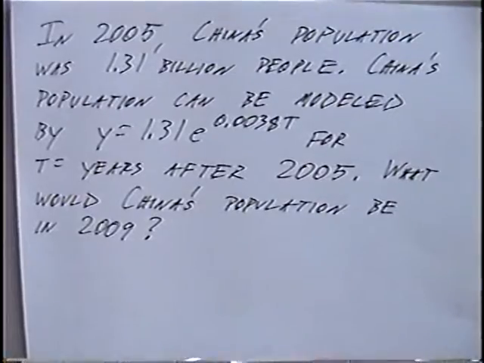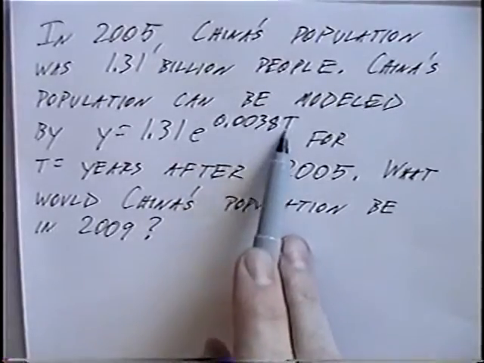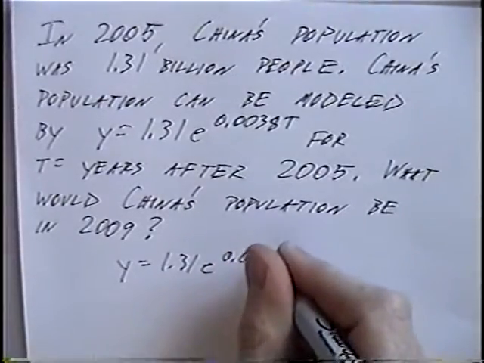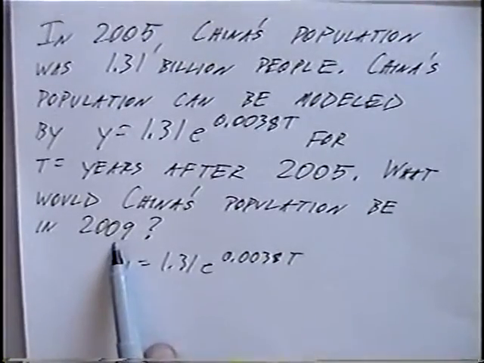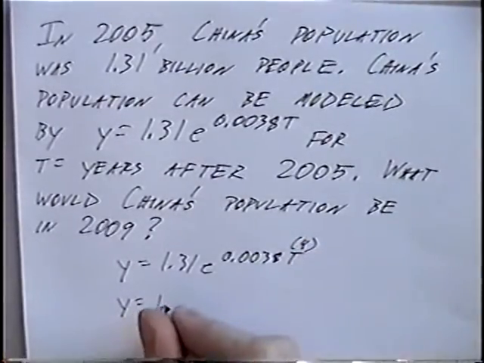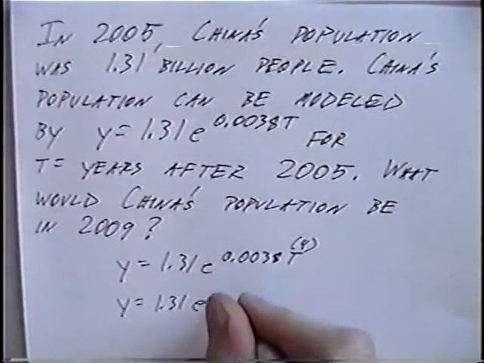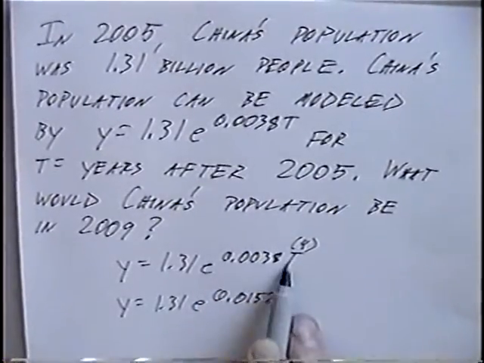For this question, we're given the equation y equals 1.31 e to the 0.0038 t. And we want to find out the population in 2009. T is the time after 2005, so 2009 would be 4 years later, so t would be equal to 4. Multiplying 0.0038 times 4, that would be 0.0152, and the t would be gone because we're plugging a 4 in.